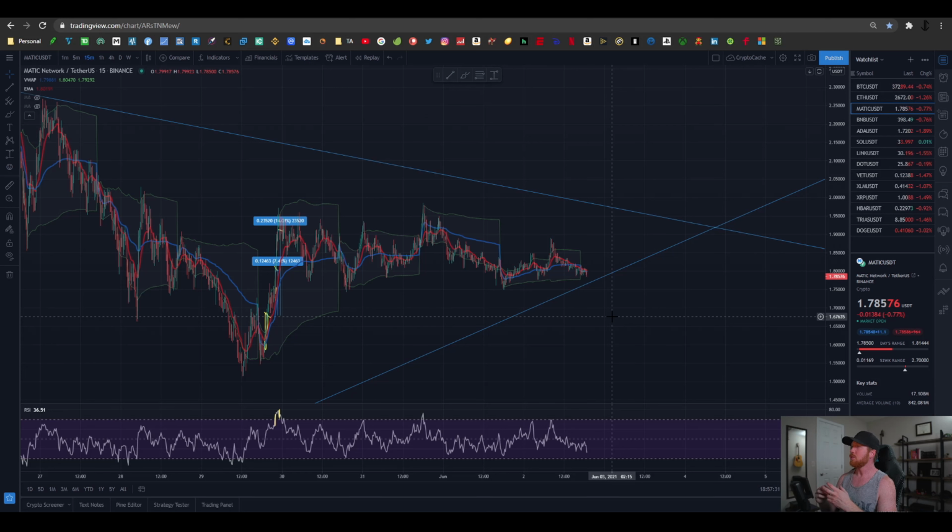But if Bitcoin loses and starts making lower highs and lower lows, then you're probably not going to want to be in that position for very long, right? So again, a lot of little variables to take into consideration, but the key takeaway here for you in this scenario is to ensure that you wait for confirmation.